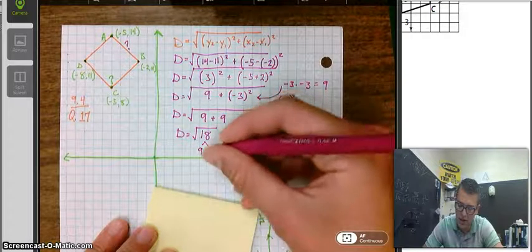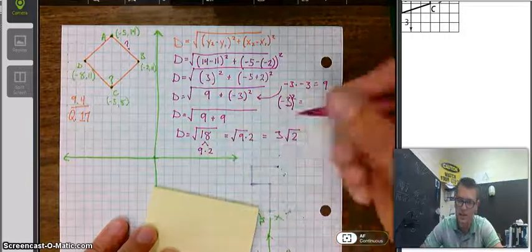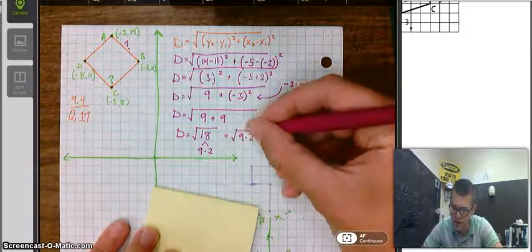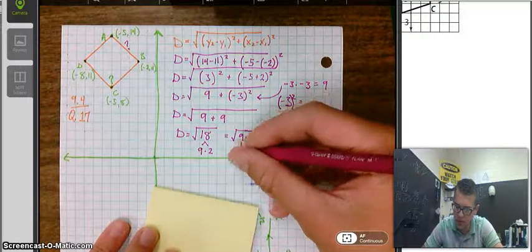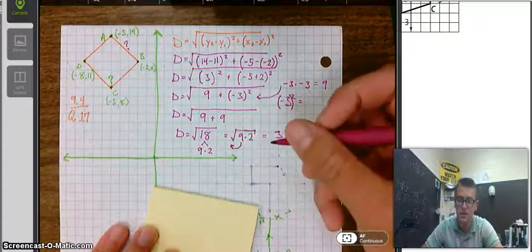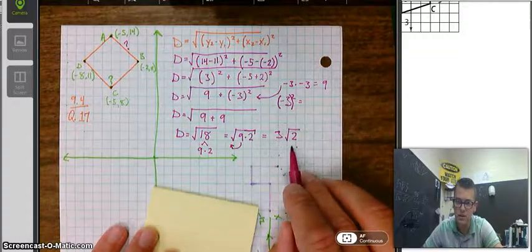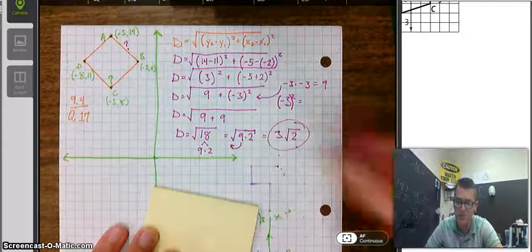So I know that 9 is a perfect square, and 9 times 2 gives me 18. So then I set up that this is actually radical 9 times 2, and then I can pull my radical 9 out because I know that's 3, and I get 3 radical 2 as my final answer for that distance.